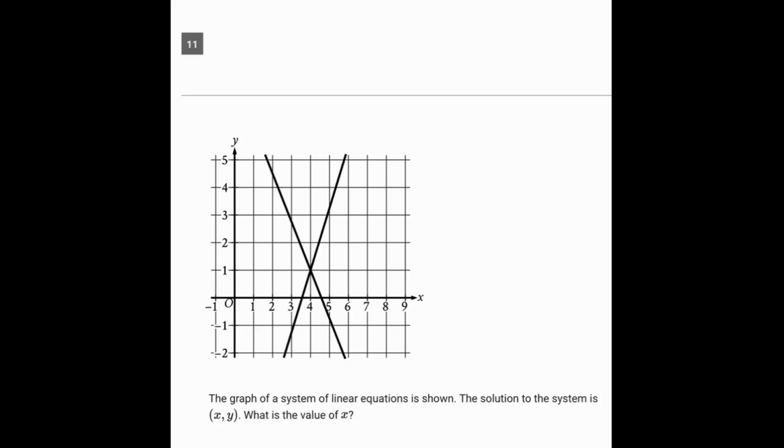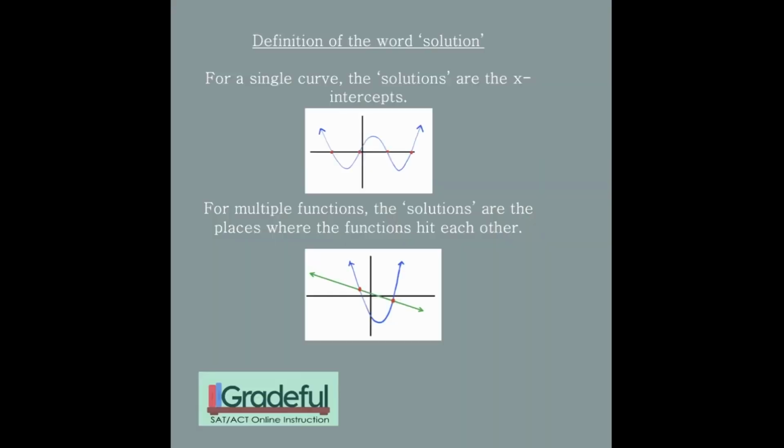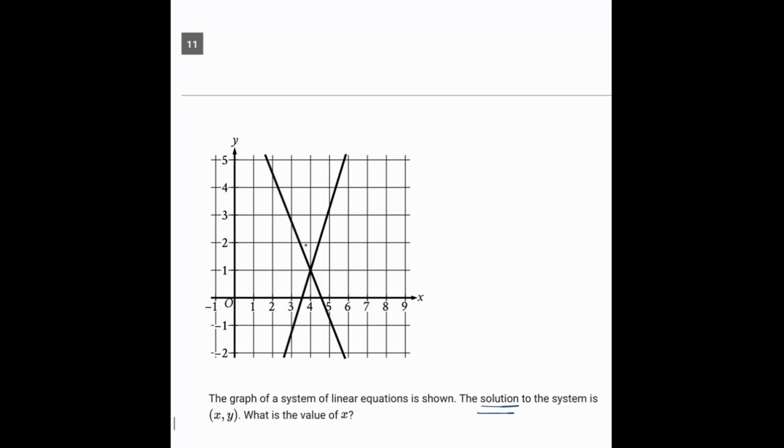Going over to question 11, here we're being asked for the solution, but that actually means a couple of things. For a single curve, the solutions would be the x-intercepts of the curve. And for multiple functions, the solutions are the places where those functions hit each other, not the x-axis, as they would be in the first scenario. So here you have multiple functions, you have these two lines, and the solution therefore would be where do they hit each other? And they clearly hit at the point 4, 1. We're being asked for the x value of that, which is simply 4 here.